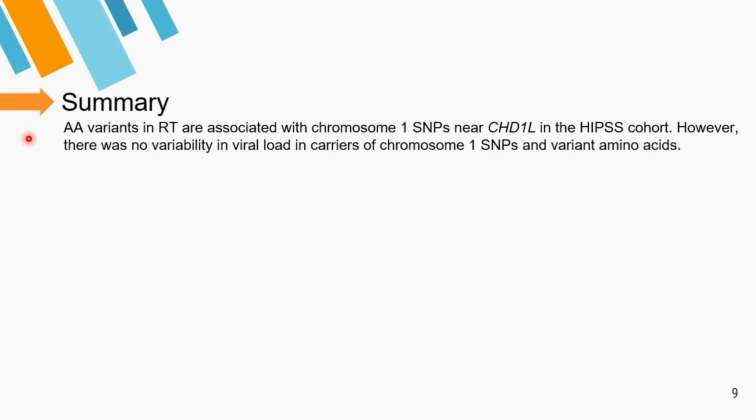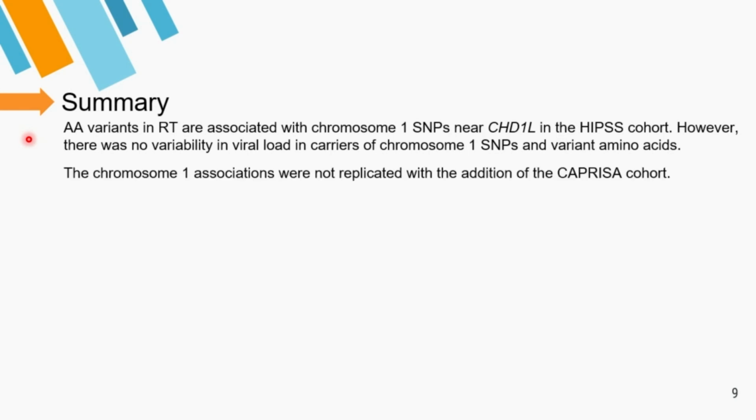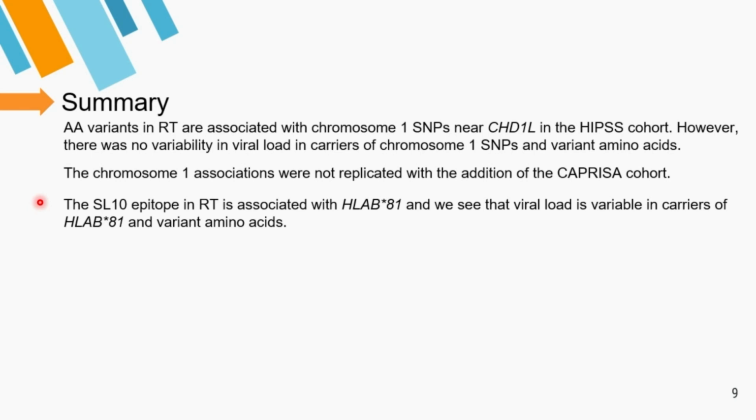However, we didn't see any variability in viral load in those chromosome 1 SNP carriers or carriers that had variant amino acids. And unfortunately, the chromosome 1 SNP associations were not replicated within the Caprisa cohort. And then lastly, the SL10 epitope, which covers reverse transcriptase codon 4, was associated with HLA-B*D1, and we also see that viral load was variable in HLA-B*D1 carriers and also carriers with variant amino acids.